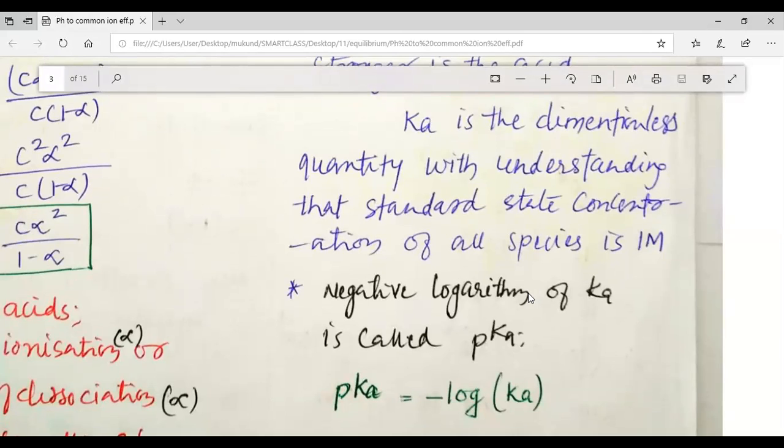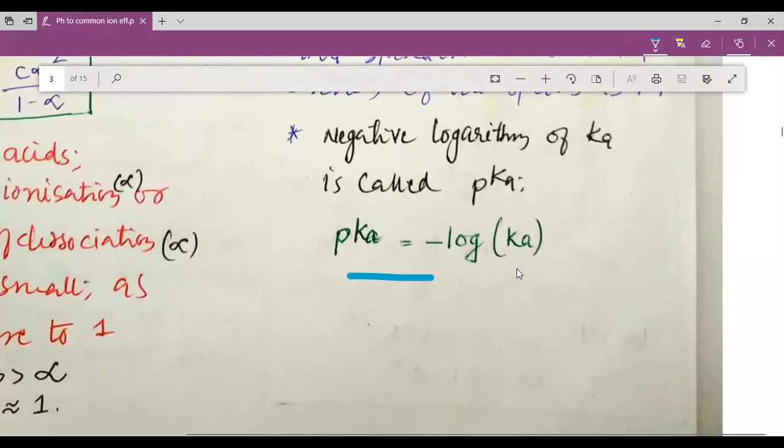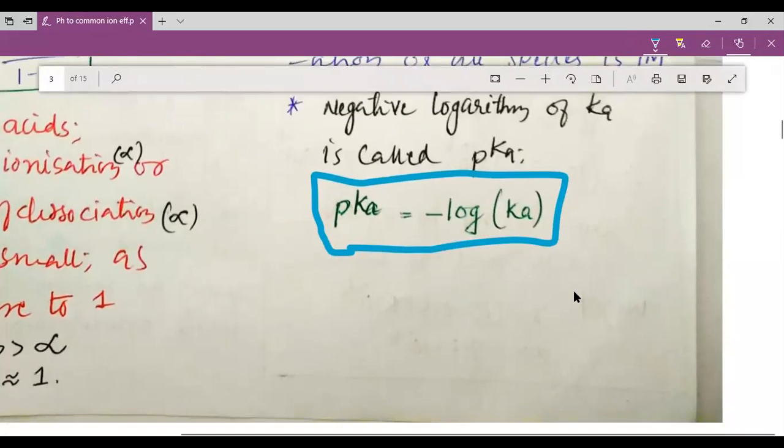K is a dimensionless quantity, with the understanding that the standard state concentration of all species is 1 mole per liter. So we can say, being a constant, it should be a dimensionless quantity. Now, please remember that the negative logarithm of Ka is also called pKa. So here, this negative logarithm of Ka will be considered as pKa, my dear students. Here you can understand this equation. Please remember it. Now let's move forward.